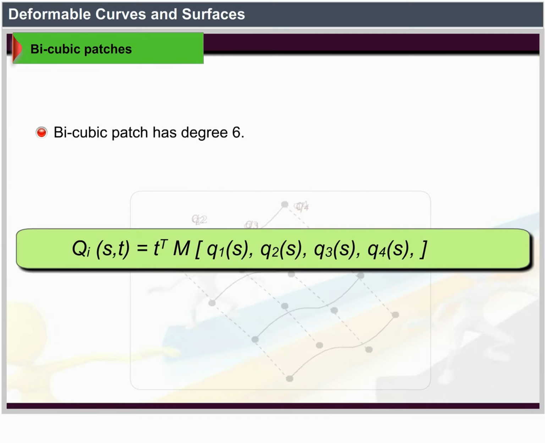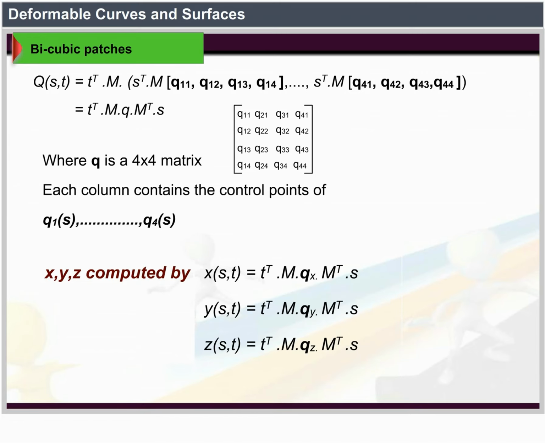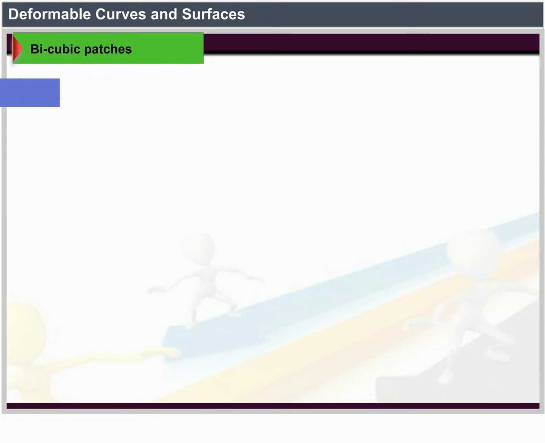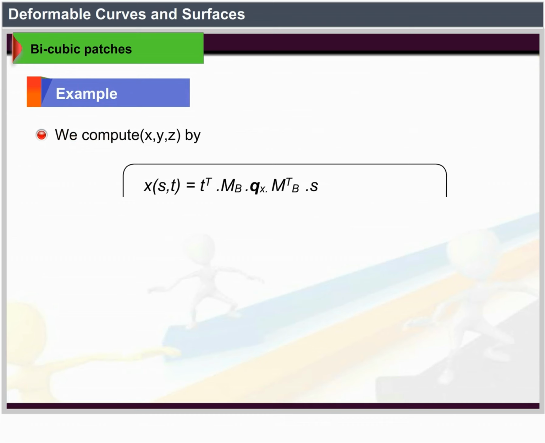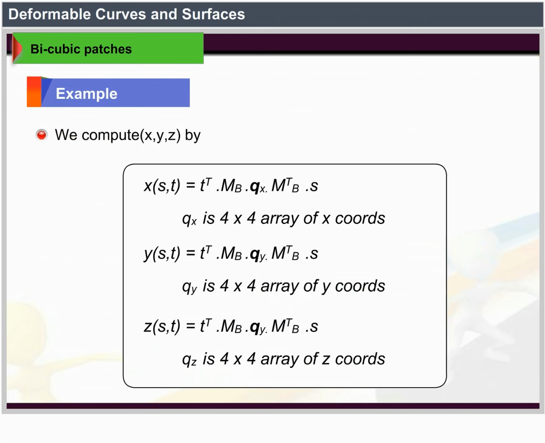Q(s, t) equals T M [Q1(s), Q2(s), Q3(s), Q4(s)]. The matrix of the bicubic patch is now seen on the screen. Example. We compute x, y, z by the steps shown on the screen.